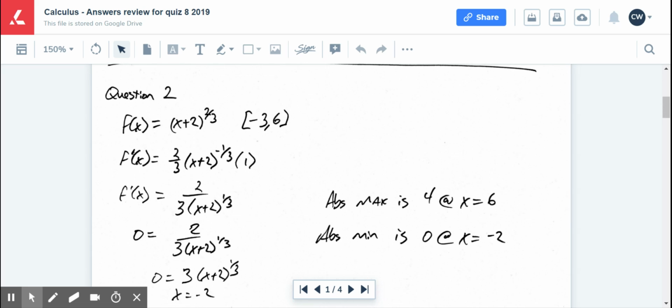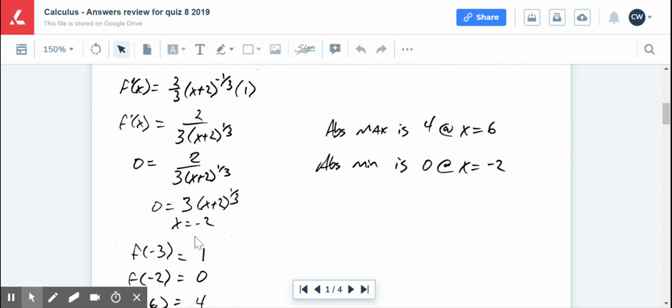All right, question 2. Take the derivative. So this is going to be a chain rule. So bring the 2/3 down. Inside stays the same. Subtract 1 on my exponent. Derivative of the inside gives me 1. So move the negative exponent to the bottom. So that gives me 2/3 times x plus 2 to the 1/3.